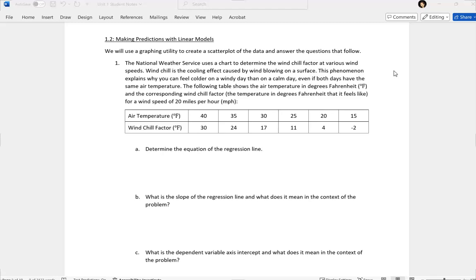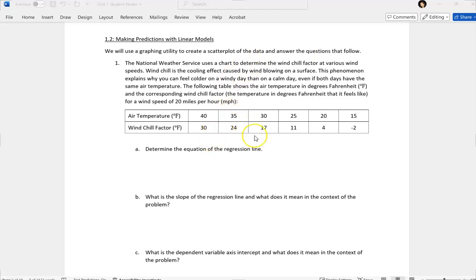You've dealt with weather. Wind chill is the cooling effect caused by wind blowing on a surface. This phenomenon explains why you can feel colder on a windy day than on a calm day, even if both days have the same air temperature. The following table shows the air temperature in degrees Fahrenheit and the corresponding wind chill factor for a wind speed of 20 miles per hour.